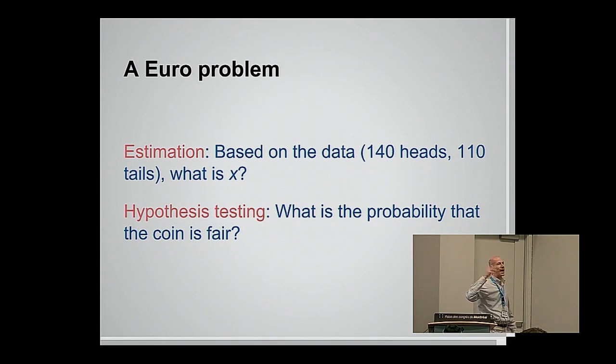We're going to do this in 2 steps. So the estimation part is, given the data, we're going to give our best guess about what x is. And then I'm going to come back to hypothesis testing, which is, what's the probability, after having seen this data, that the coin is fair?